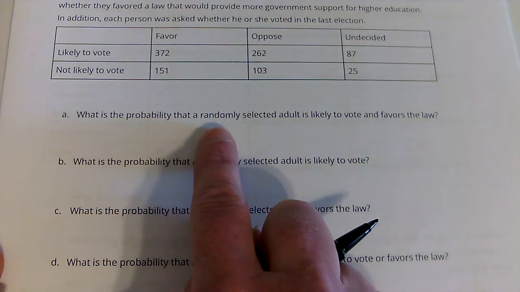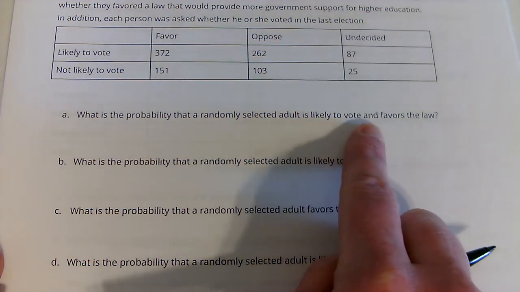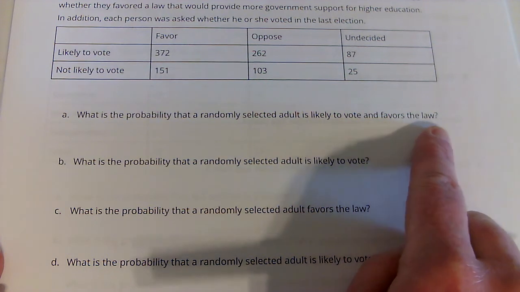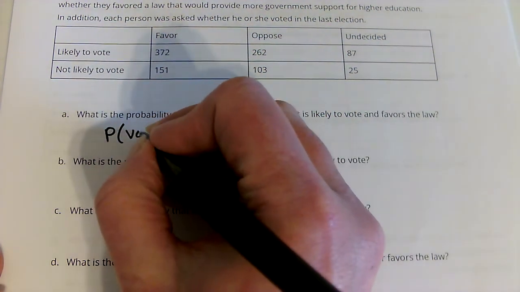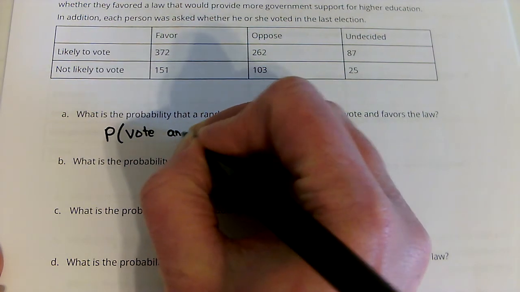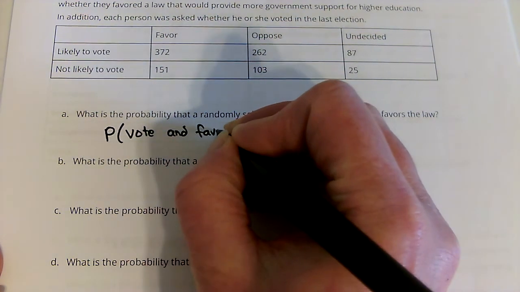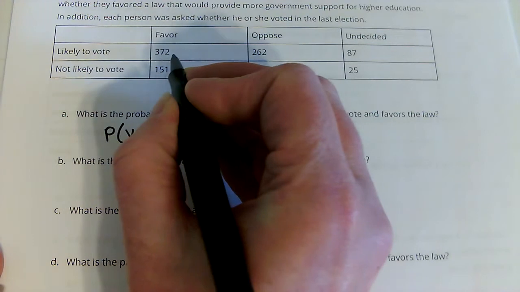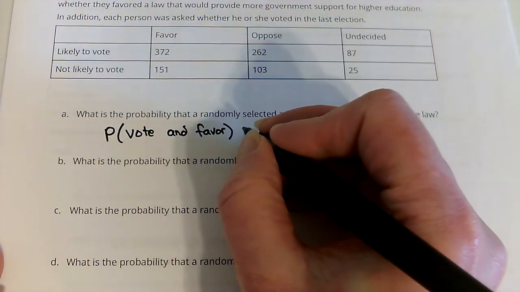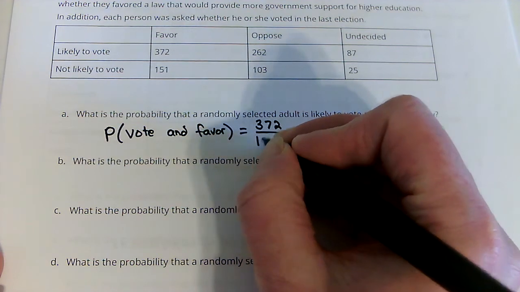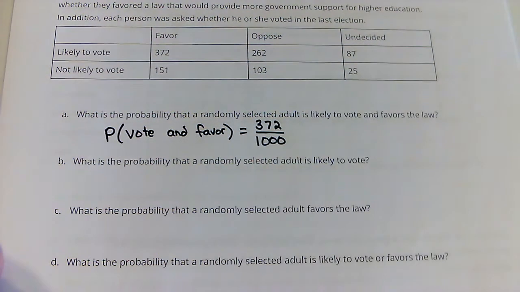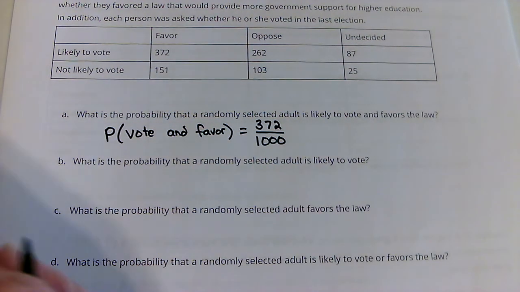What's the probability that a randomly selected adult is likely to vote and favors the law? So the probability that they're going to vote and favor the law. Well, that would be vote and favor. That's 372 out of 1,000 total adults. And we could simplify that if we wanted to. I'm not going to for these purposes.